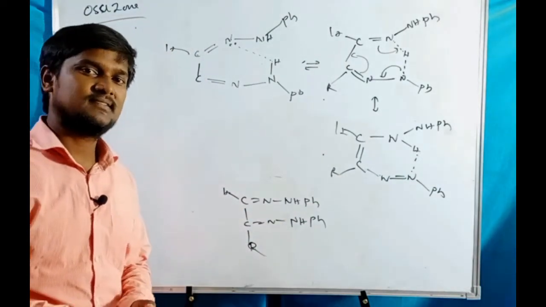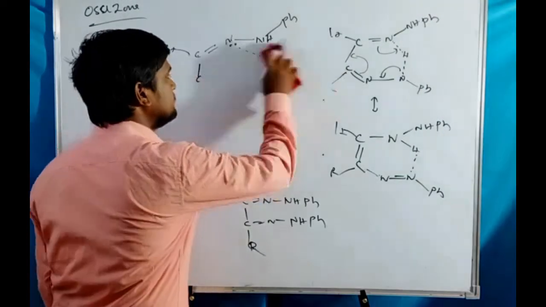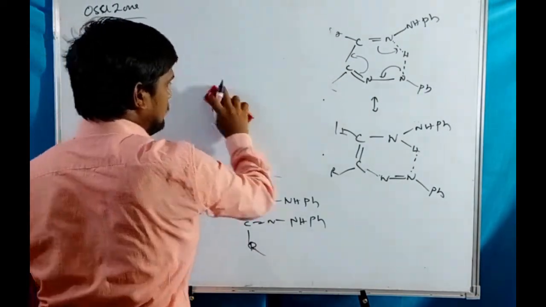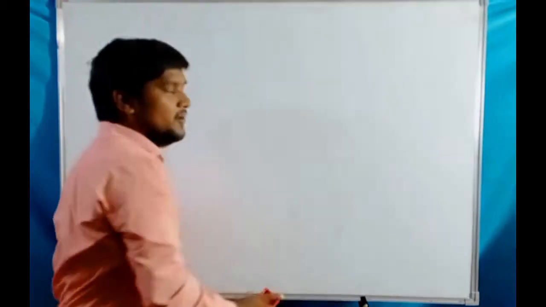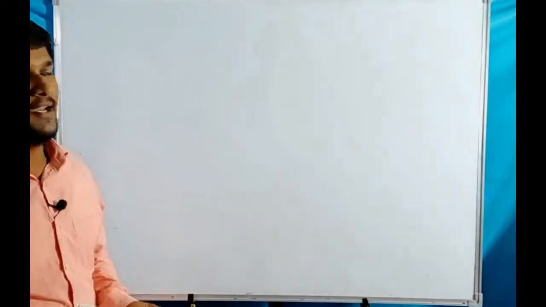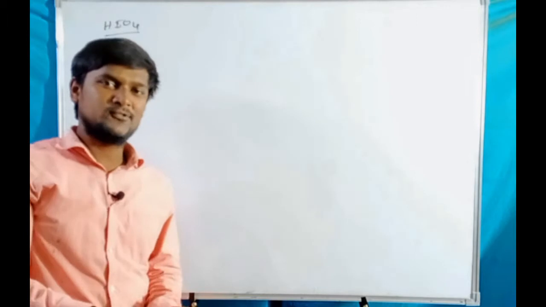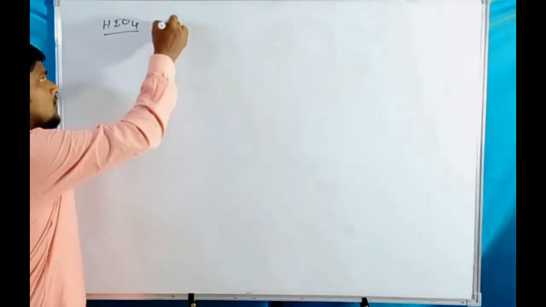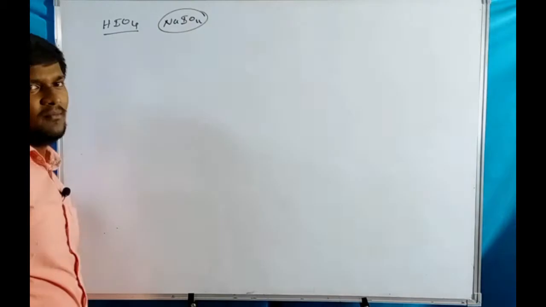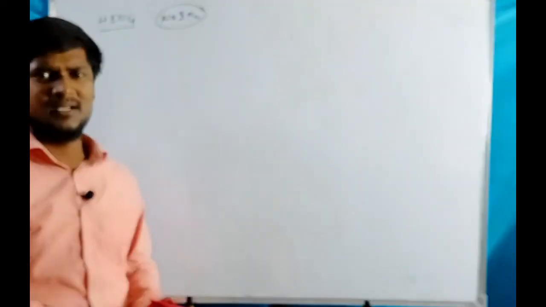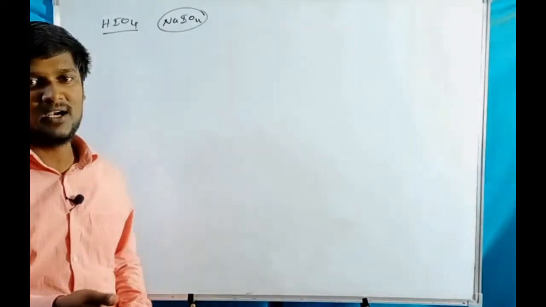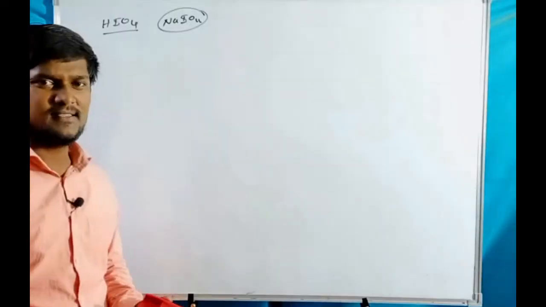Now let us discuss the periodic acid reactions, the HIO4 reaction. Generally HIO4 is available in the form of its salt, sodium periodate, NaIO4. It is used for many carbohydrate reactions, and it can convert them into the corresponding formaldehyde and formic acid.